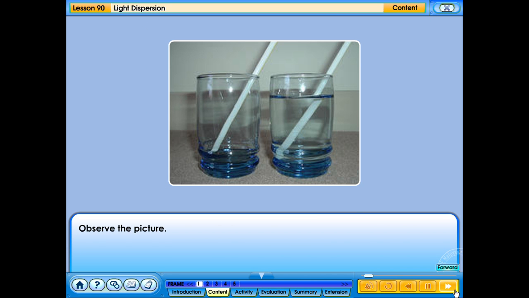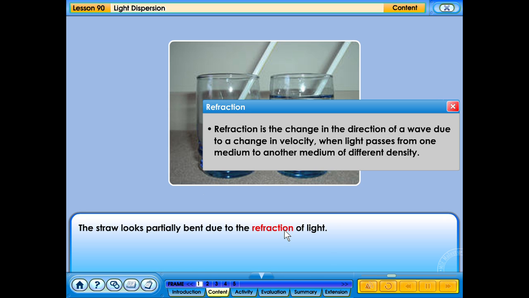Observe the picture. Why is the straw bent? The straw looks partially bent due to the refraction of light. Refraction is the change in the direction of a wave due to a change in velocity, when light passes from one medium to another medium of different density.